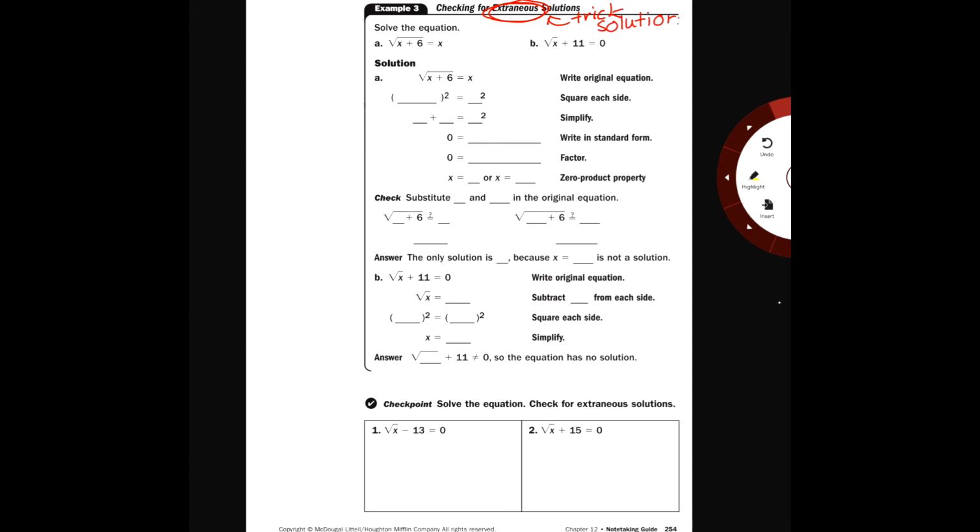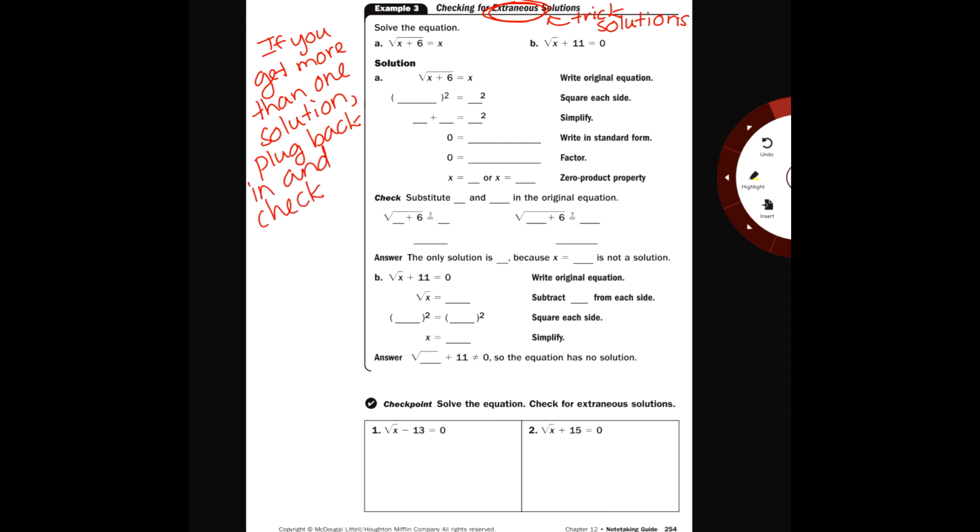So if you get more than one solution, plug them back in to check and see that they work out. So plug in and check for extraneous solutions. And if it's extraneous, it won't work when you plug it back in.